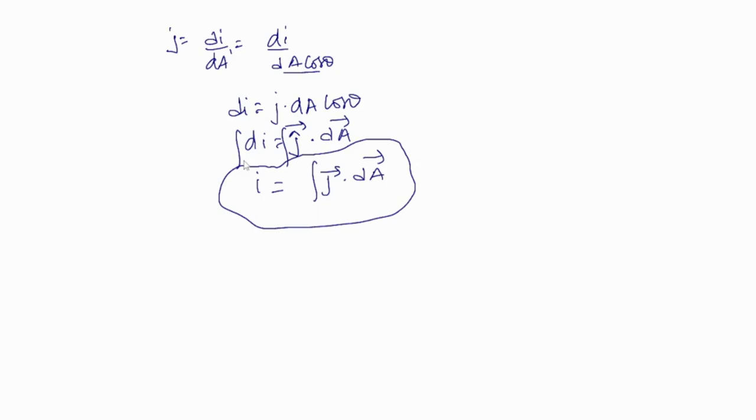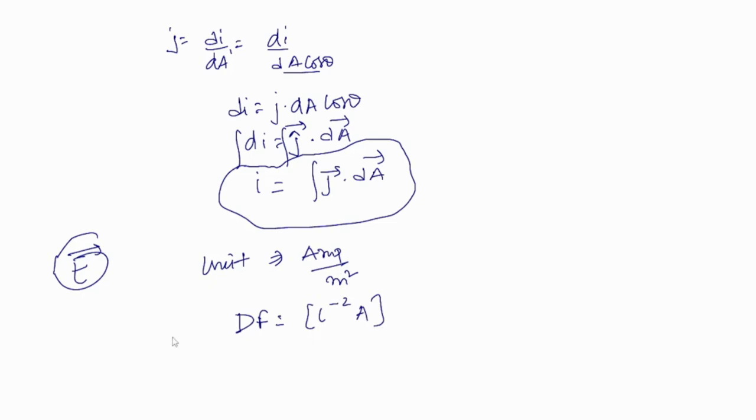Current density j is a vector quantity and its direction is the same as that of E. Now, what will be the unit of j? The unit will simply be ampere per meter square. You can derive this from the formula, and the dimension formula will be L minus 2.